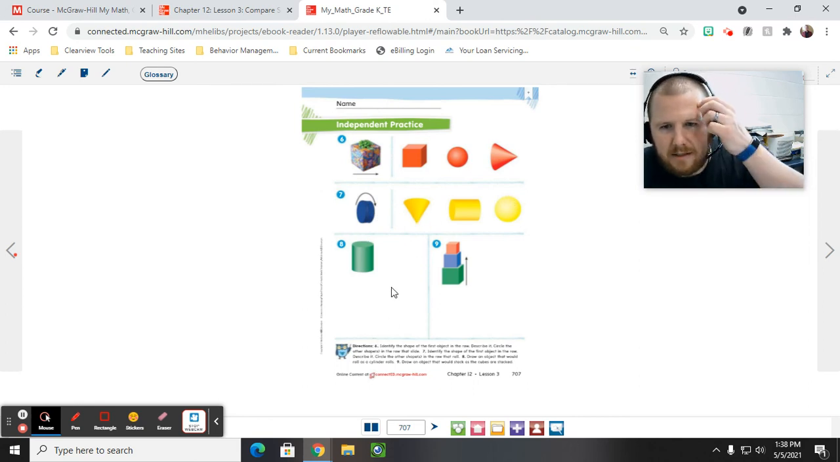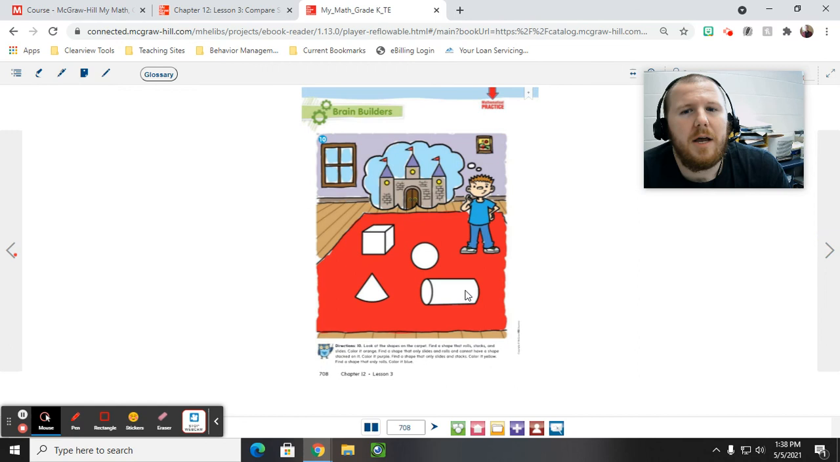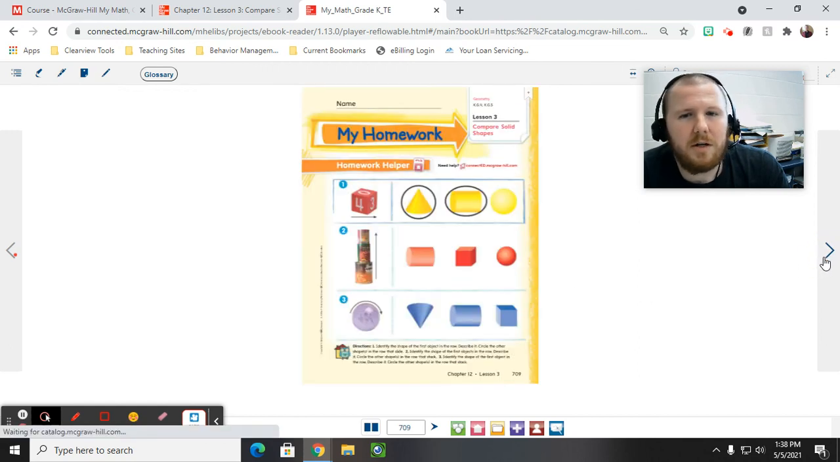All right. And then number 8 says draw an object that would roll as a cylinder rolls. What is the shape of a cylinder? What other things can we think of? We've said pop cans, we've said soup cans. What else can roll? And then 9, draw something else that can stack. What do you stack at home? Are there different things that you can stack? Draw those on there.